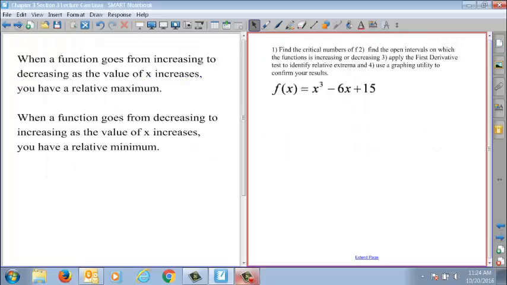So let's look. Here's the rule. When a function goes from increasing to decreasing as the x value increases, you have a relative maximum. When a function goes from decreasing to increasing as the x value increases, you have a relative minimum. So we'll do another polynomial, and then we'll do a trig function problem.